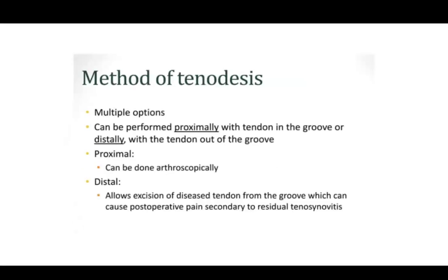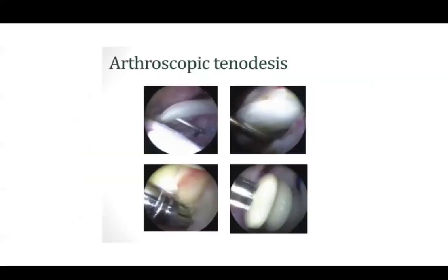So this, like I mentioned, tenodesis can be of multiple types. It can be performed proximally with the tendon in the groove or distally out of the groove. Arthroscopically, similar to tenotomy, here you have the viewing portal, which is posteriorly. Anteriorly, you have the instrumentation portal. Here you've taken a bite through the tendon. Then a tenotomy proximally is performed.